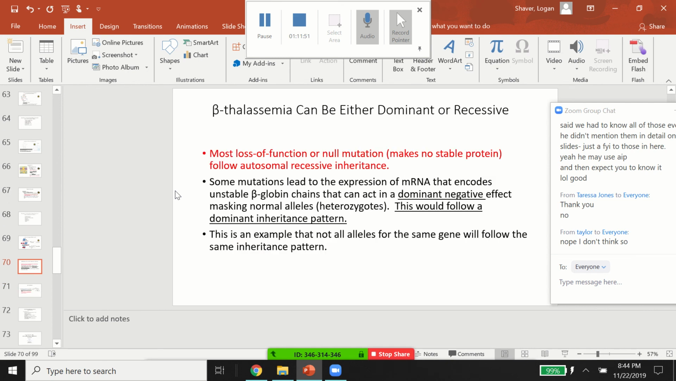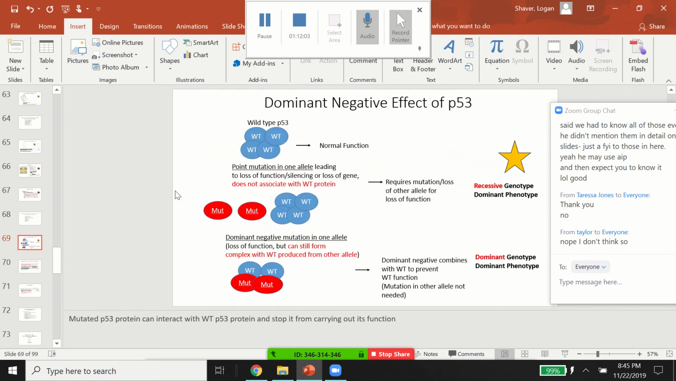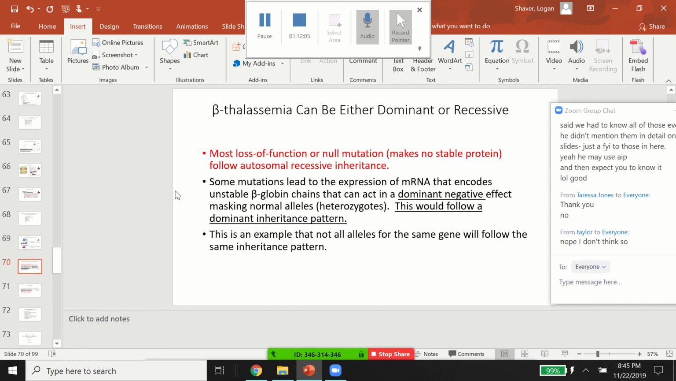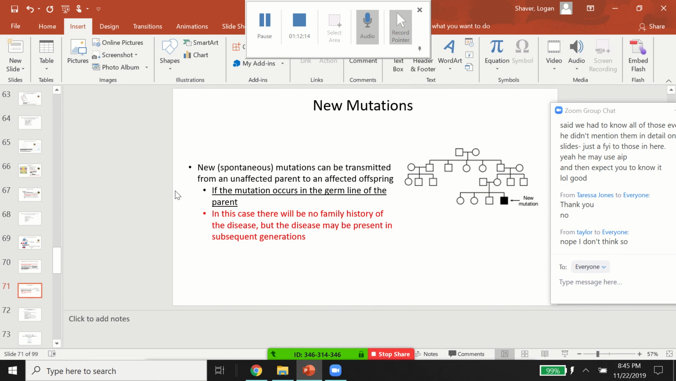All right, so beta thalassemia, that can actually be either dominant or recessive. But this is one of those things that I don't think they really ask much about. And the only reason they have this here is because of this whole dominant negative effect. So maybe just know that that's associated with beta thalassemia, but I think it's pretty low yield, but I include it just in case.